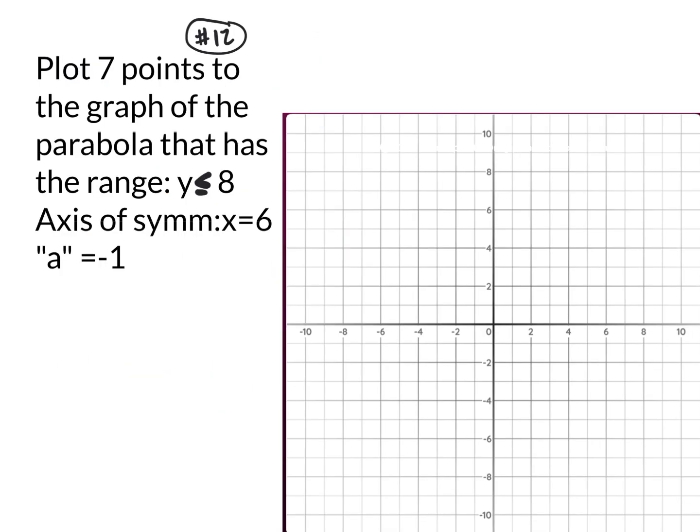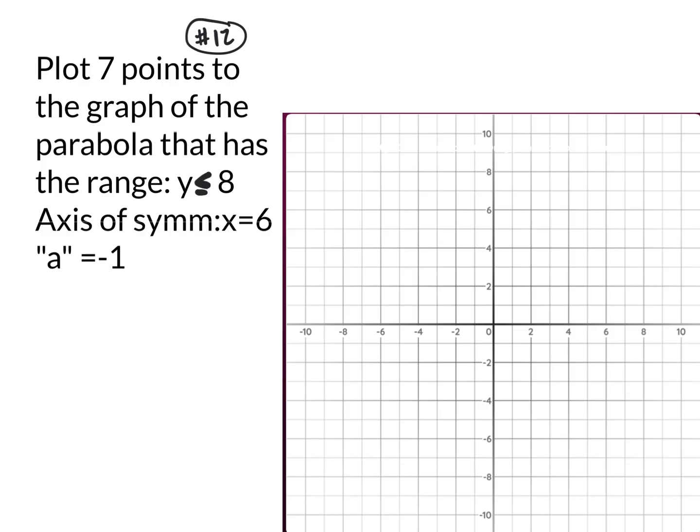Okay, we're going to get to some interesting questions as well. Listen to this one. This is a good one. It says plot 7 points of the graph of the parabola that has the range y is less than or equal to 8. What the heck does that mean, range? That tells you that your parabola is either at or above a certain value or at or below a certain value. So what does it say here? It's at or above or at or below the y value of 8?